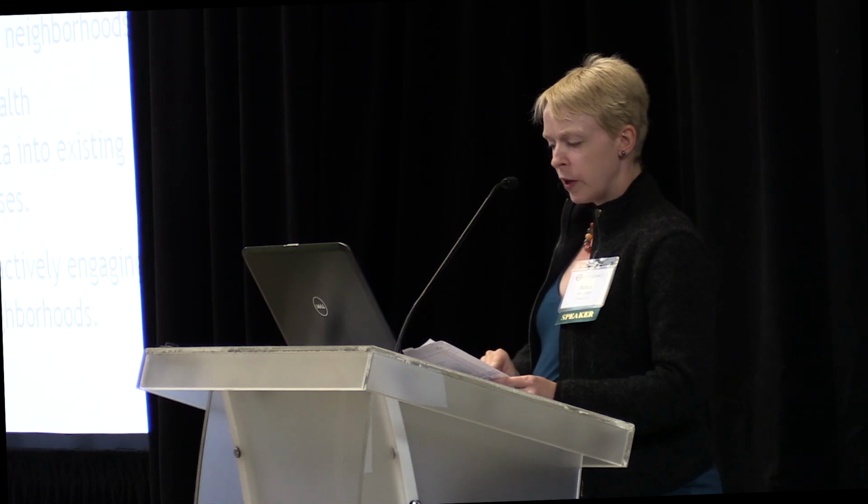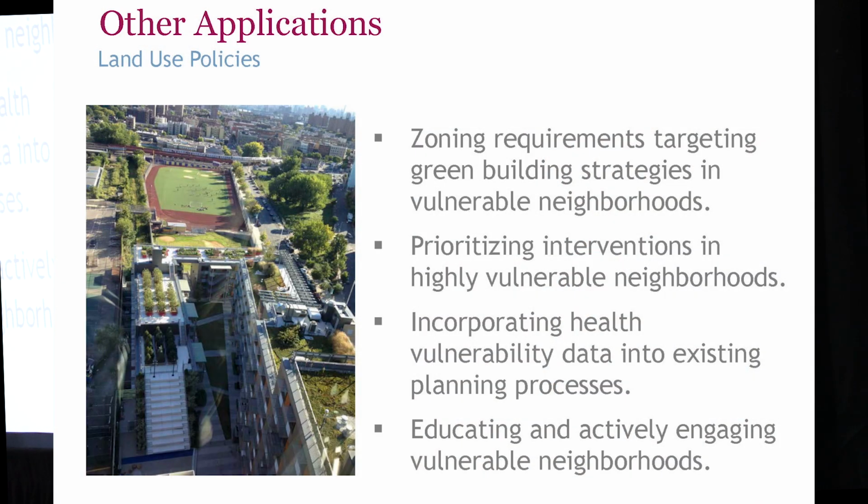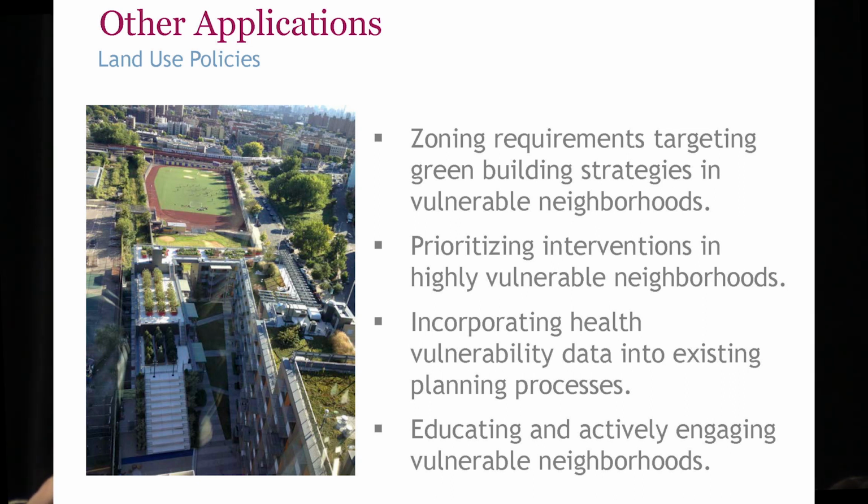So I'm just going to close with a very quick gloss over for our planning people in the room about ways that health data might actually also impact larger land use policy. First of all, looking at zoning requirements that could target green building strategies to vulnerable neighborhoods. As I showed you in the research, we don't know where those vulnerable neighborhoods are until we do the actual assessment, but we have the tools and we have access to the data to be able to do that now, and it's a really useful tool.